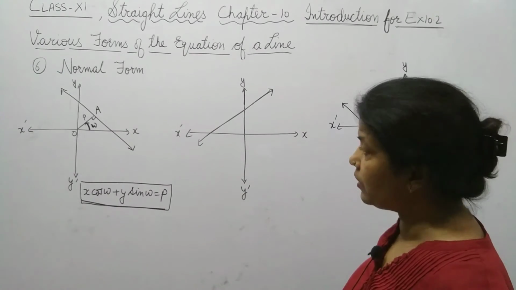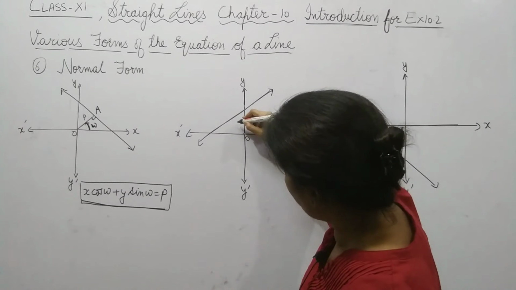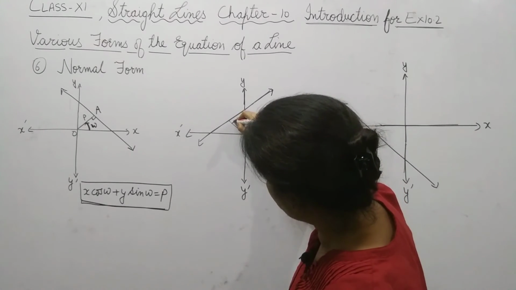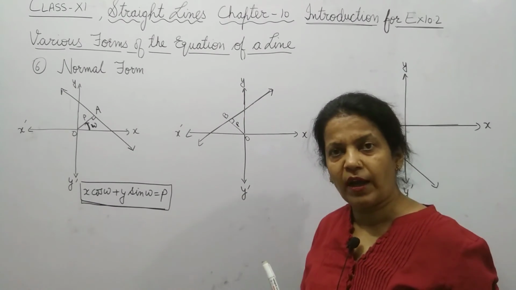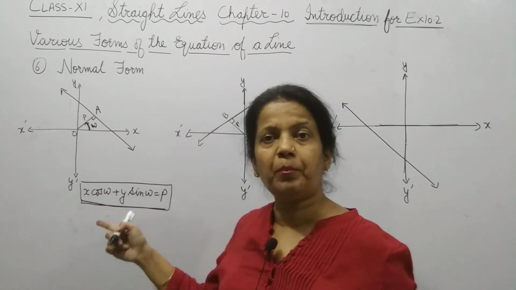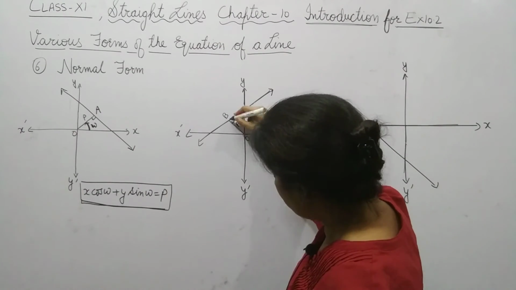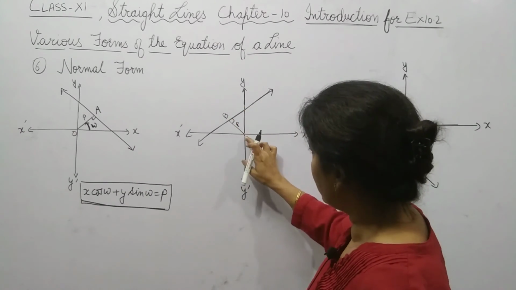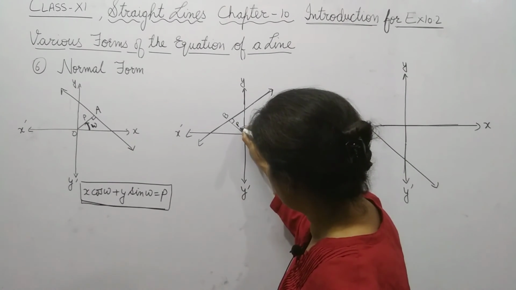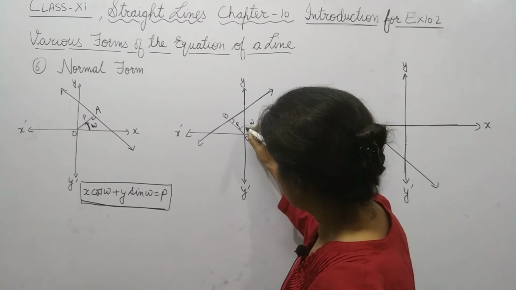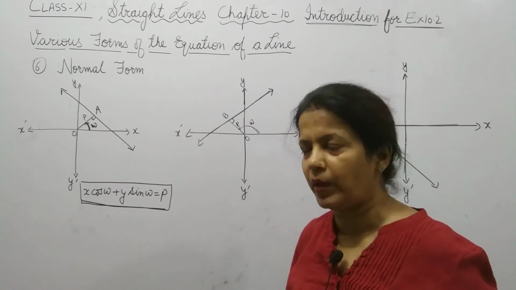Now, if this is the case, the line is like this. Remember, the distance from the origin means perpendicular distance. Let this point be B, its distance. And what about omega? As I have told, it is with the positive direction of the x-axis, meaning the angle made by this perpendicular distance with the positive direction of the x-axis. So, this should be omega. You have to be very careful while substituting the value of omega.